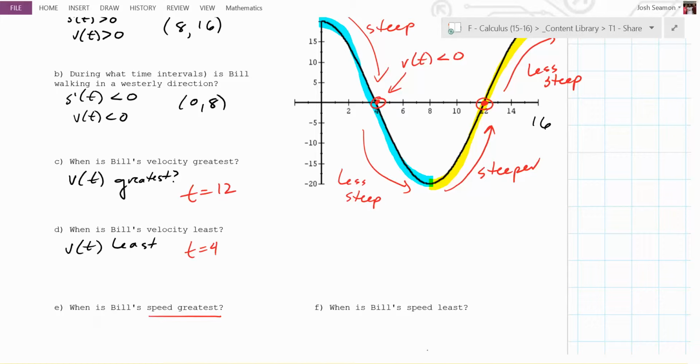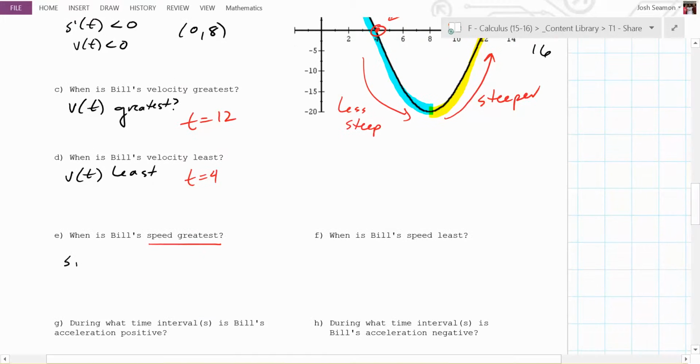So what's the relationship between speed and velocity? If I went 10,000 miles an hour to the east, my velocity would be plus 10,000. If I went 10,000 miles an hour to the west, my velocity would be negative, right? But in both cases, what's my speed? 10,000. How do you turn negative 10,000 into 10,000? That's called the absolute value. So what is speed? Speed is the absolute value of velocity.